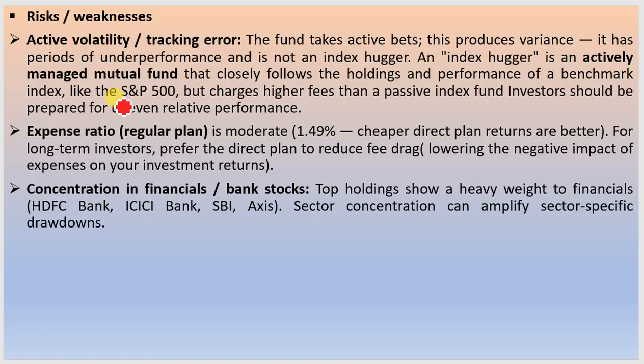Expense ratio for the regular plan is moderate at 1.49%, and the cheaper direct plan returns are better. For long-term investors, prefer the direct plan to reduce the negative impact of expenses on your investment returns. Concentration in financial and bank stocks. Top holdings show a heavy weight to financials: HDFC Bank, ICICI Bank, SBI, Axis Bank. Sector concentration can amplify sector-specific drawdowns.